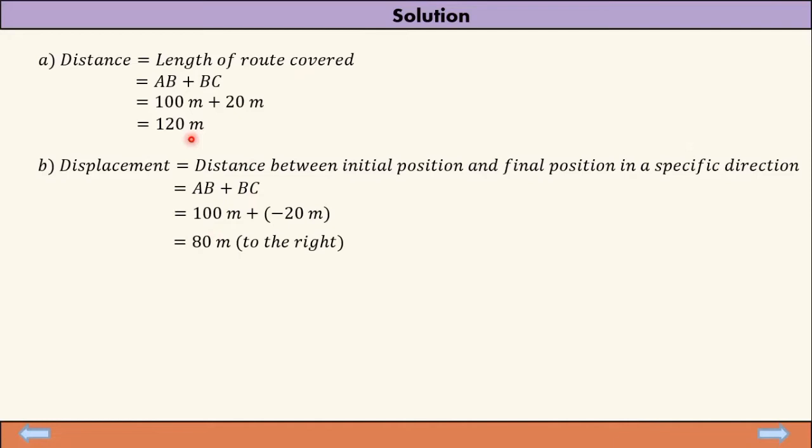Do you have any idea? Because as we know, distance is the long... apa ni, jarak yang jauh, and displacement is the shortest path. Paham? Yes, true.